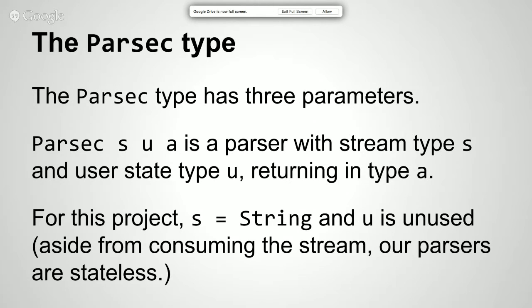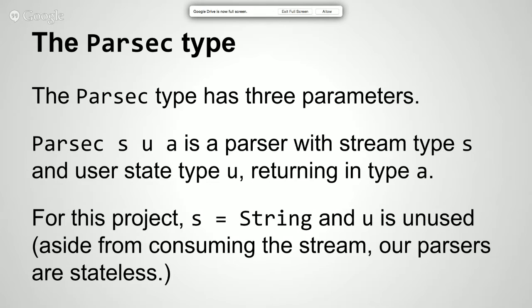Now the Parsec type is the type you're going to see a lot if you look at the parser. It's got 3 parameters, and 2 of them don't really matter for now, which is a good thing. ParsecT S U A is a parser with stream type of S, and what they call user state of type U. That's if you want your parser to be stateful, you can create parsers that have some kind of state, and then when you combine parsers, that state will be threaded from one to the next. But we don't worry about that, so we just completely ignore it.